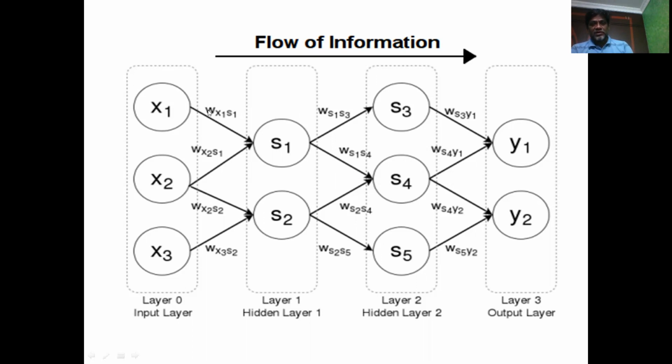That is the reason why in this diagram you have connections from x1 to s1, x2 to s1, x2 to s2, x3 to s2, and so on. S1 to S3, S1 to S4, S2 to S4, S2 to S5, and so on. All the connections in this neural network are feeding forward only. They are moving forward only. The direction of flow of information is the forward direction.